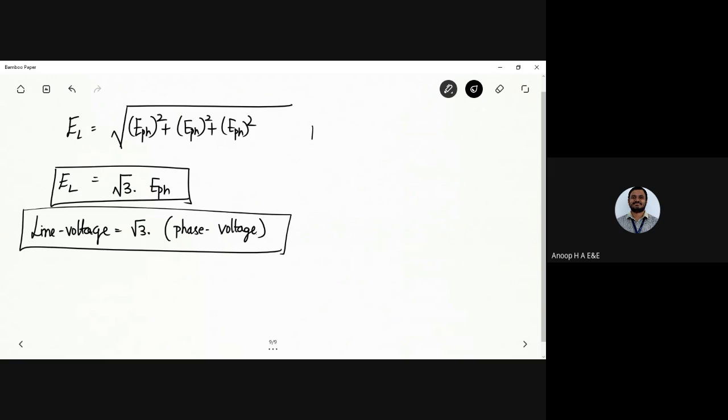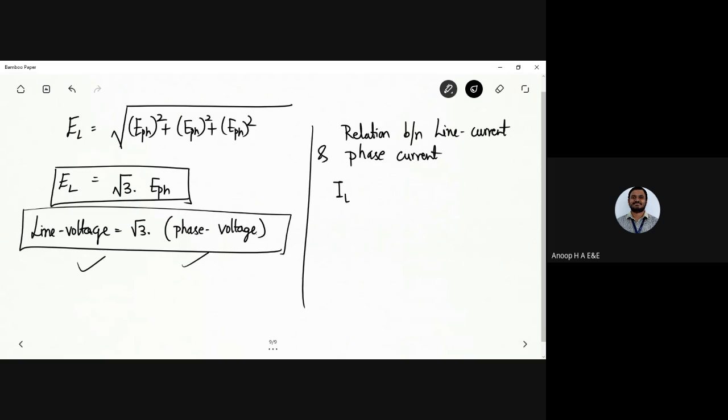Now, relation between line current and phase current. So this was the relation with respect to line voltage and phase voltage. Now the line current and phase current. I have IL equal to IPH in a star connection.